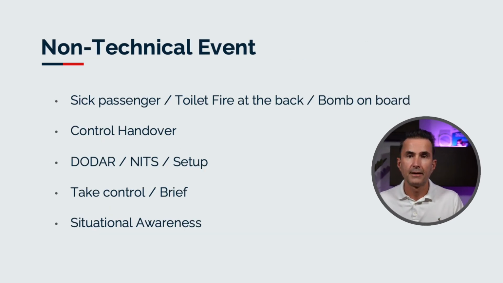Good. You're likely to have a non-technical event, such as a sick passenger, a toilet fire at the back, a bomb on board. So write those down, because you have to think of how you would manage. So these non-technical events, they involve a control handover. The biggest mistake is, you're in the right seat when you do it, and it happens, and then maybe the purser comes and says, oh, we have a sick passenger.